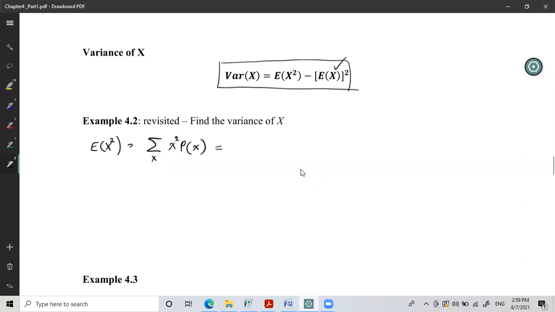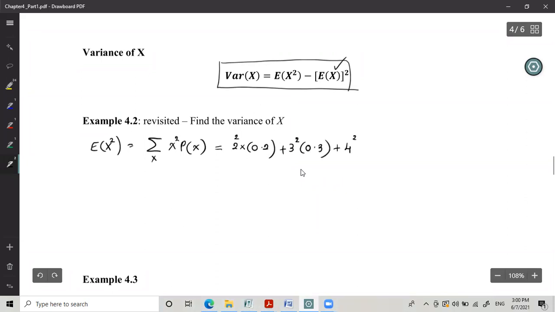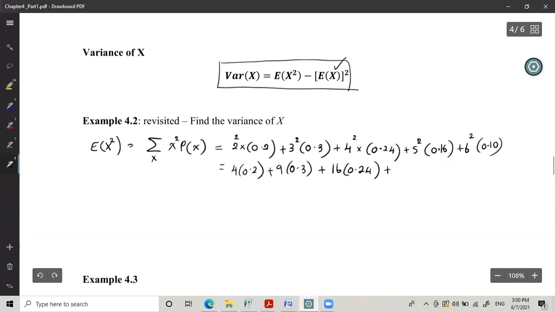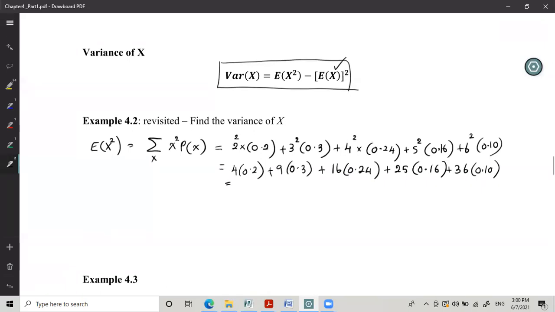Okay, so how do you do that? E(X square) is 2 square times 0.2 plus 3 square times 0.3, 4 square times, what was it, 0.24, 5 square times 0.16, and finally 6 square times 0.1. So what do you get? 4 times 0.2, 9 times 0.3, 16 times 0.24, 25 times 0.16, and finally 36 times 0.1. Right? Now can you find this value for me?